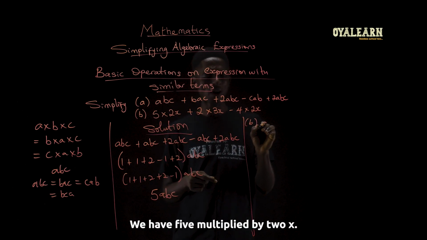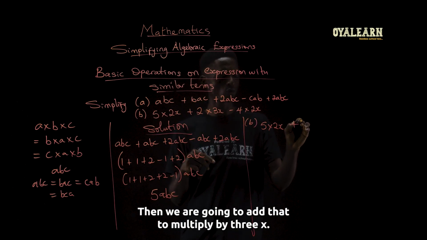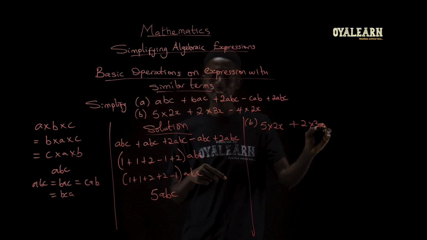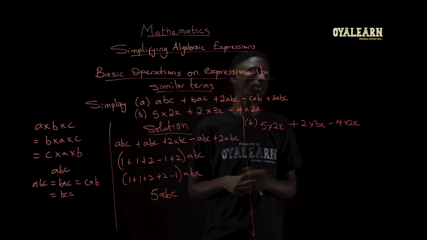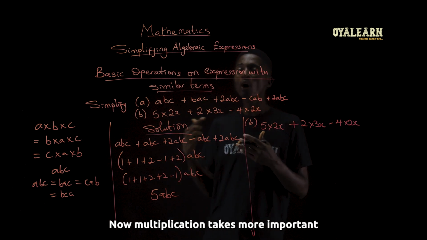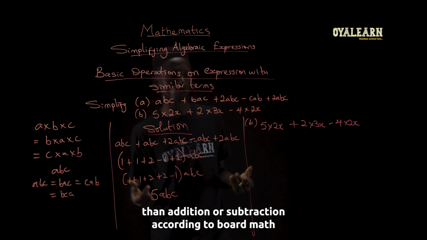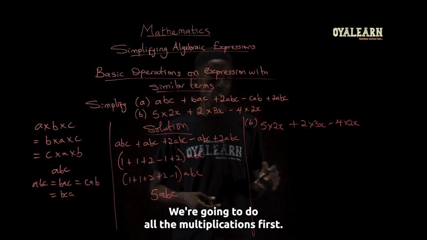We have 5 multiplied by 2x. Then we're going to add that to 2 multiplied by 3x. Then we subtract 4 multiplied by 2x from everything. Okay, now multiplication takes more importance than addition or subtraction according to BODMAS. So we're going to do all the multiplications first.